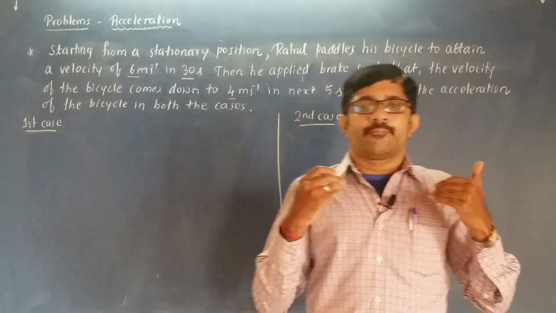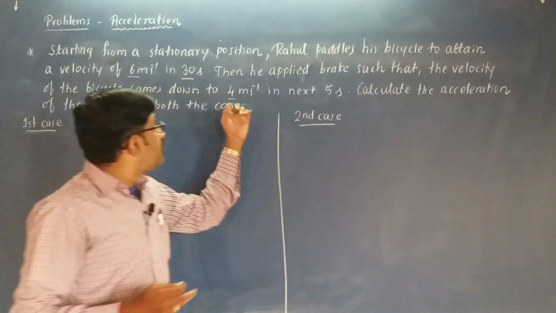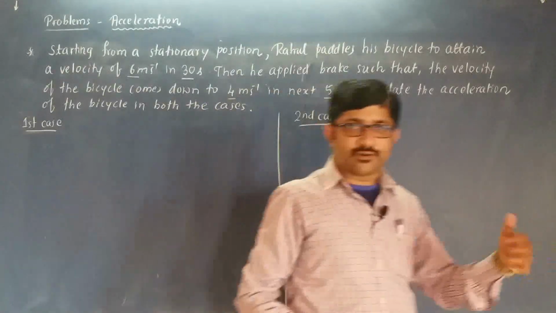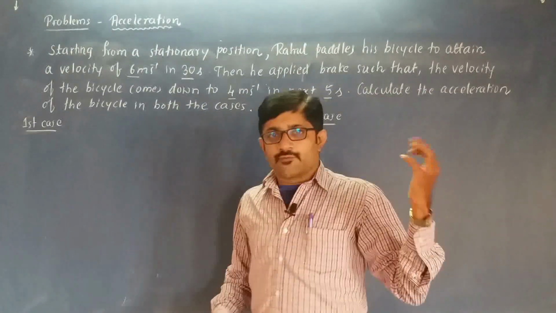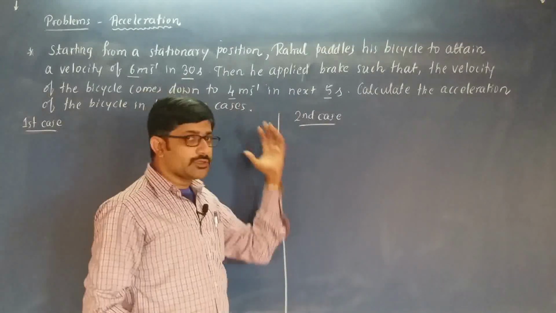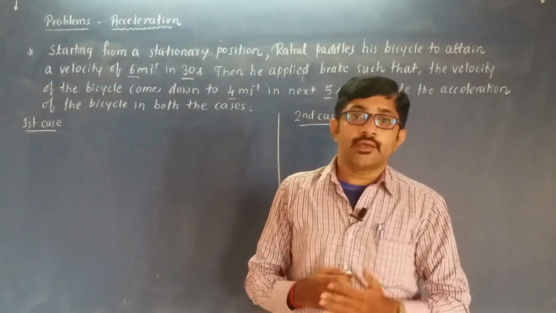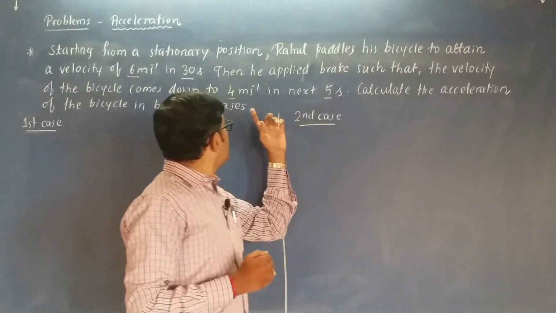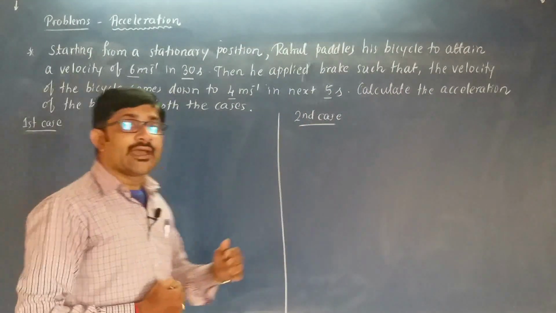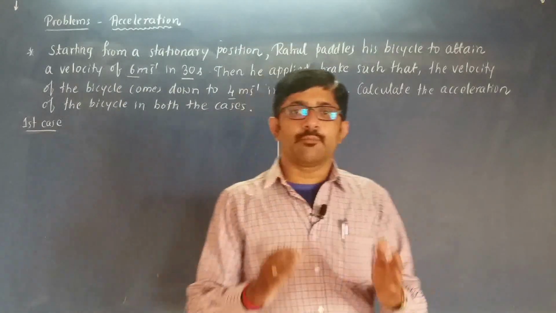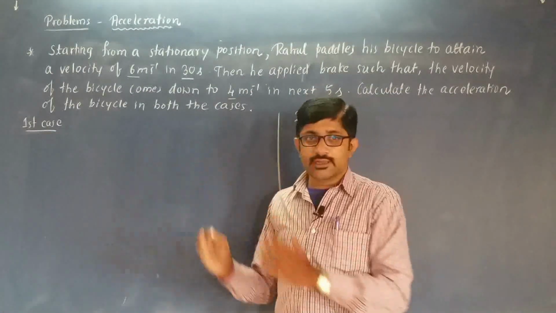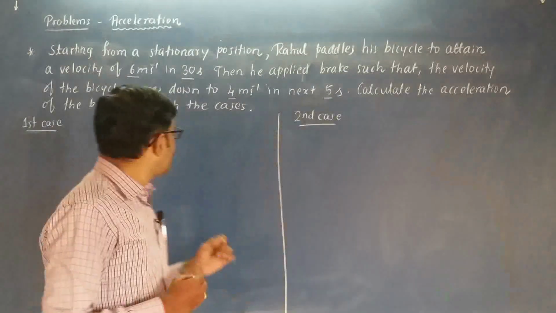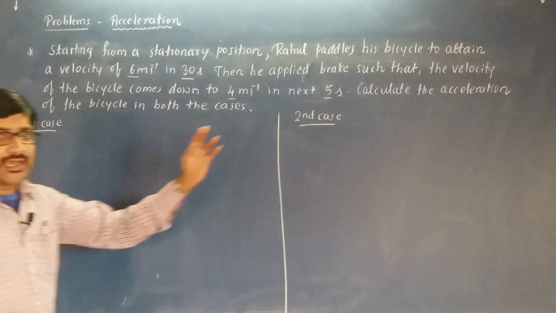So after applying the brakes, he got the velocity of 4 meter per second in 5 seconds. In the next 5 seconds after application of the brake, he got the velocity of 4 meter per second. Then calculate the acceleration in both the cases. In two different cases in this problem, we are going to solve the accelerations. So I am taking first case and second case.